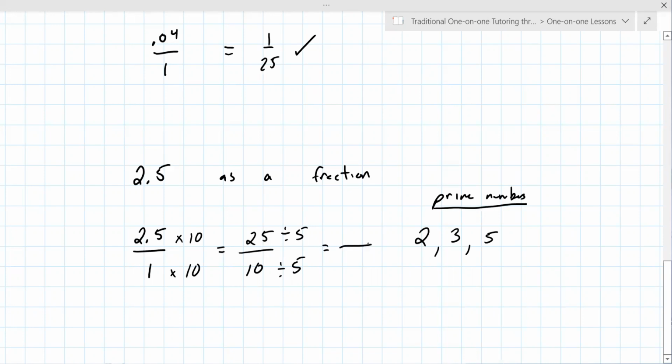Do 4 over 2. Nope, not 4 over 2. Try again. Oh, 25 divided by 5 is 5 over 2. Yeah, 5 over 2. Very good.